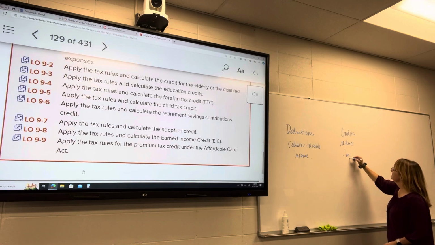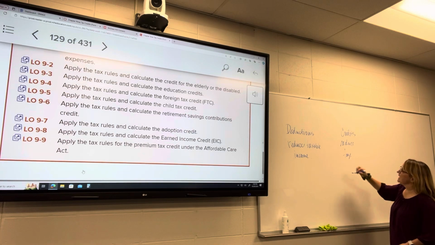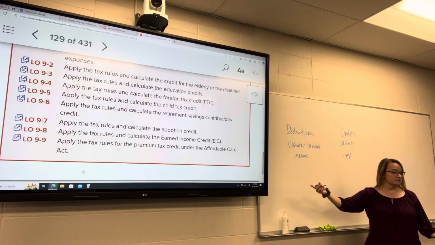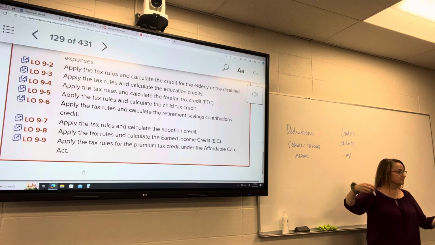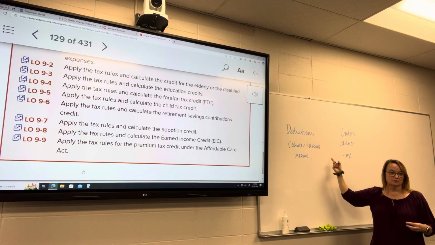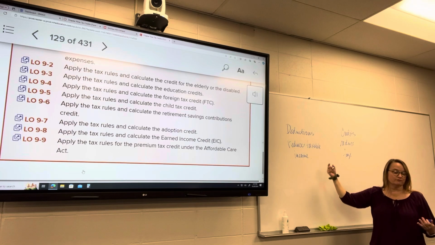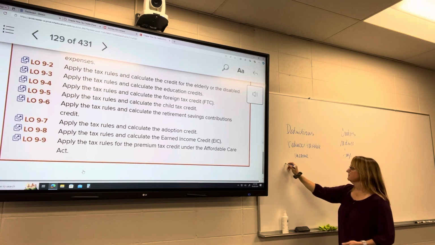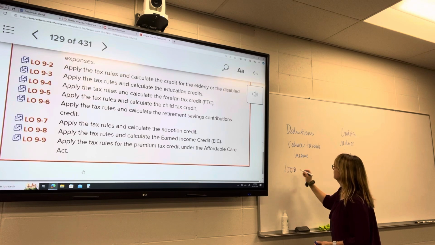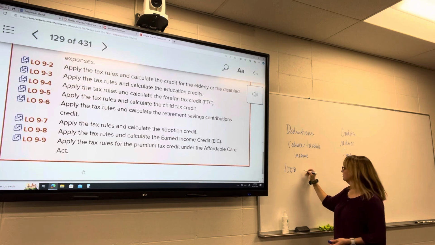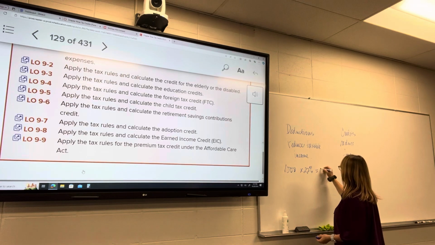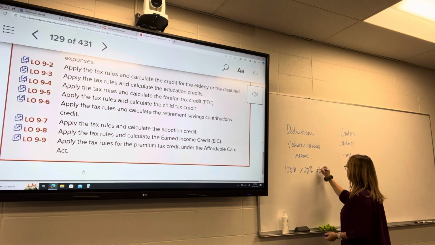Because deductions reduce taxable income, the ultimate tax savings is always going to be a percentage of the actual deduction itself. For example, if you have a $1,000 deduction, and you're in the marginal 22% tax bracket, your tax savings is $220.